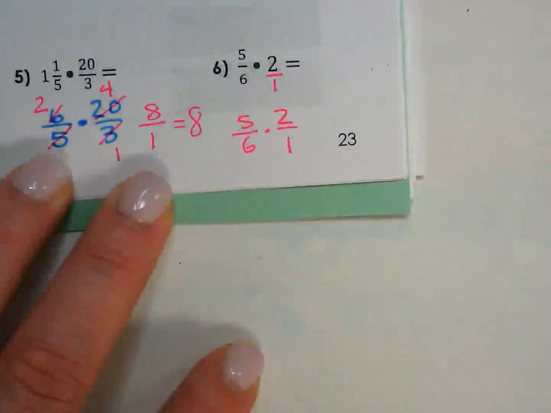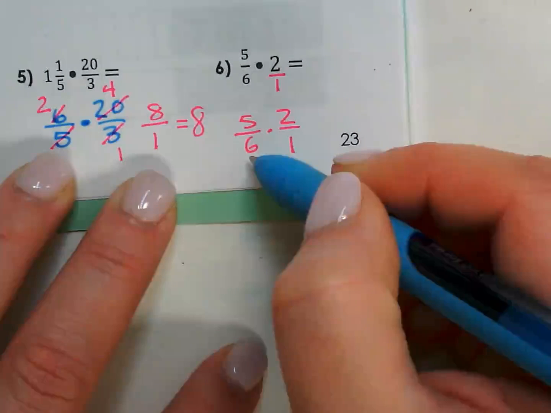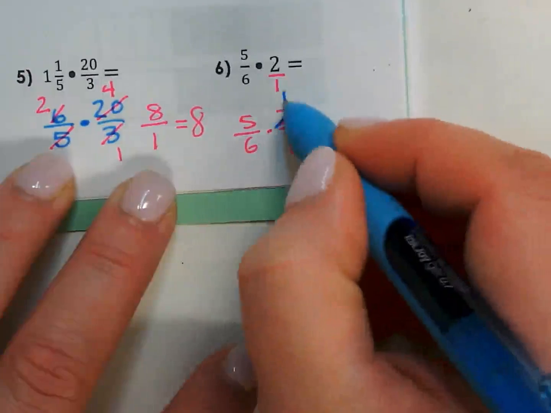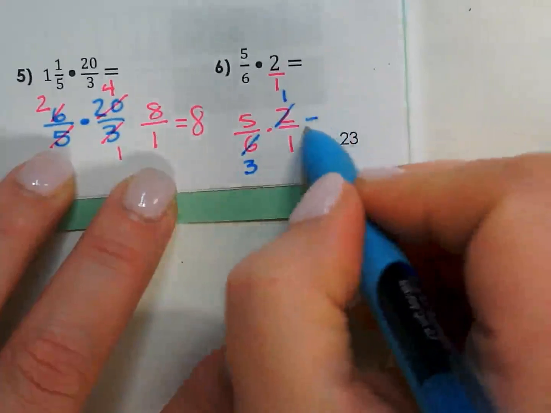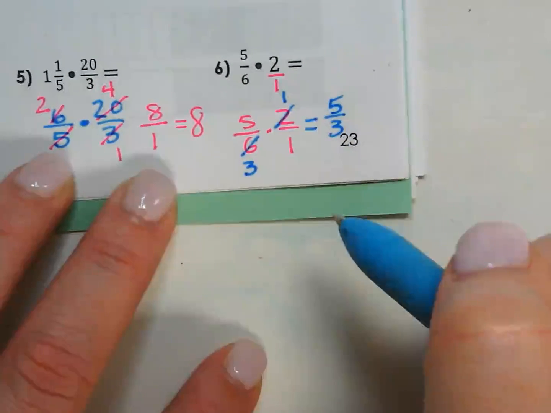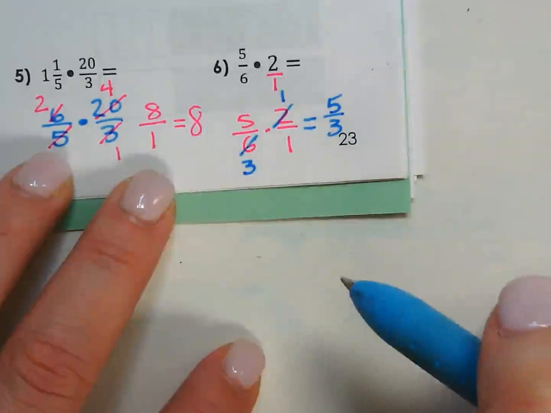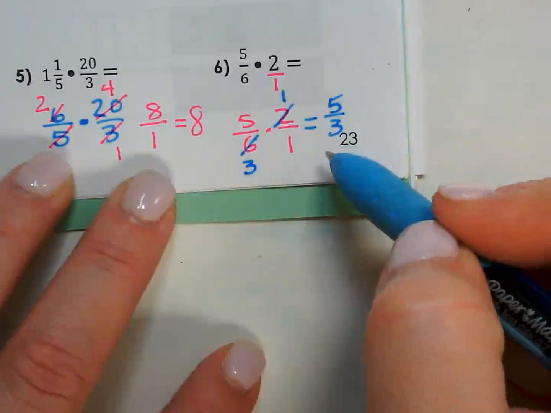And you should notice that 2 and 6 share a common factor. Something in the top, something in the bottom. Divide by 2, I get 1. Divide by 2, I get 3. No other common factors are here, so I get 5/3. And I just want you to understand that 5/3 is a correct answer. It's a simplified fraction. Even though it's an improper fraction, doesn't make it incorrect.